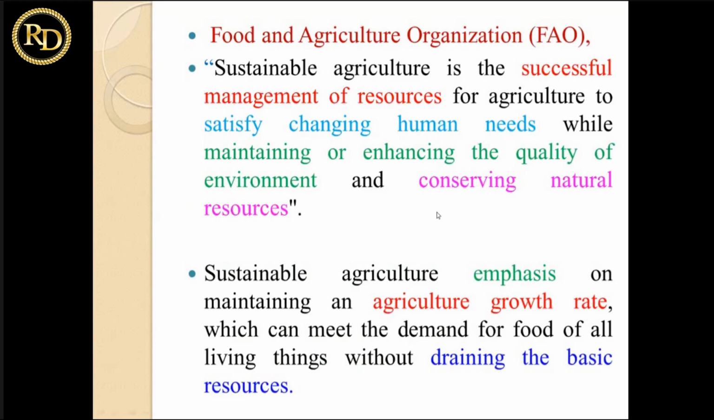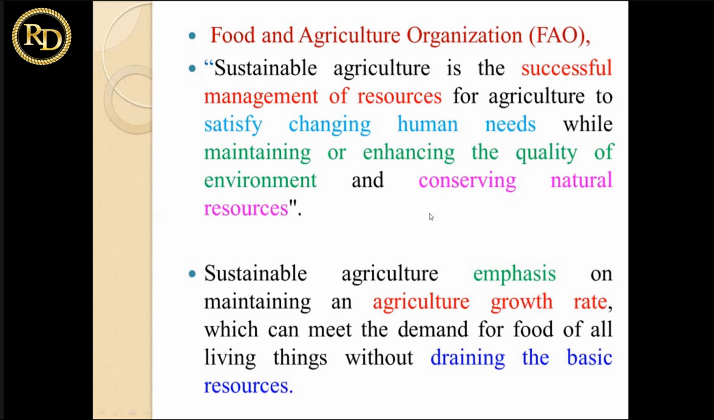Now, sustainable agriculture is defined by the FAO, the Food and Agriculture Organization, in a very simple way. FAO says sustainable agriculture is the successful management of resources. Understand that the meaning of management is very important. Management itself defines efficient utilization of resources. So sustainable agriculture says successful management of the resources of agriculture. First part, we have to manage the resources in a successful manner.